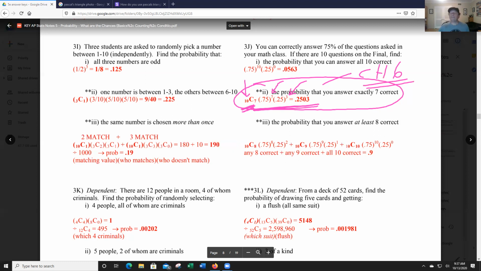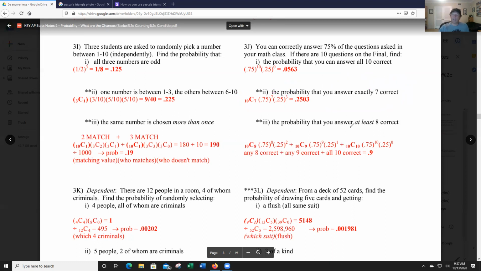So I'm going to stop there on that particular problem. If you want to pause the video and check this one out, at least 8 correct means getting 8 or 9 or 10. You can check that one out. Don't worry about being held accountable for that, but it's kind of good to check it out. That's a preview of chapter 6, like I keep saying, okay?